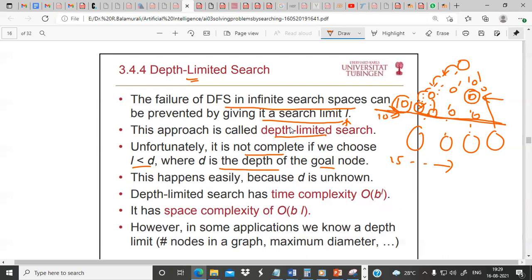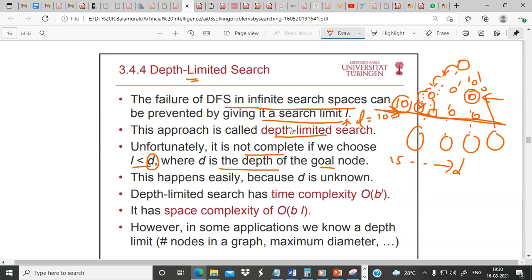If we choose a limit L which is less than D, where D is the depth at which the solution is available. In the case we have discussed, the solution is available at 15, so that is D, but we have chosen L as 10. So again the algorithm will fail. So basically in most cases, depth limited search is still not complete.